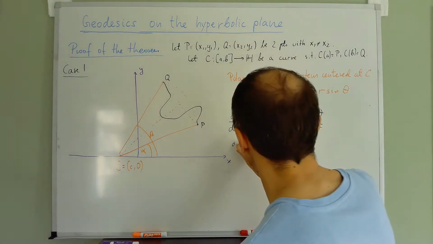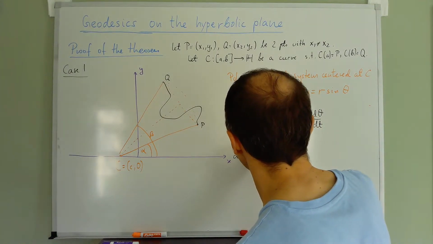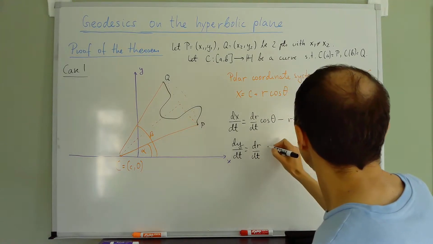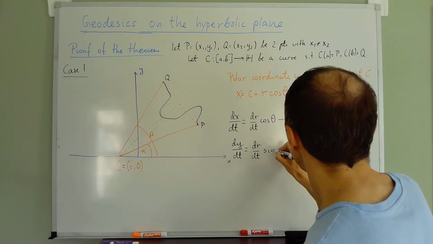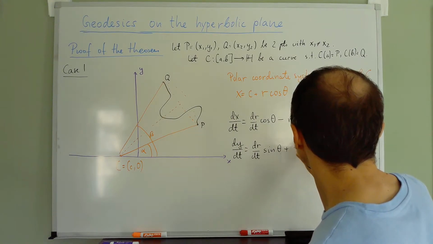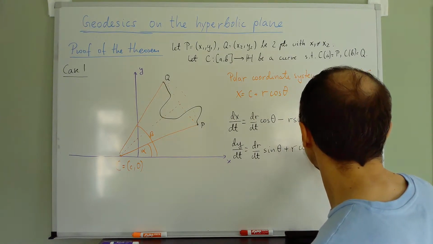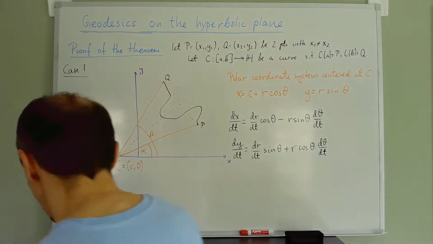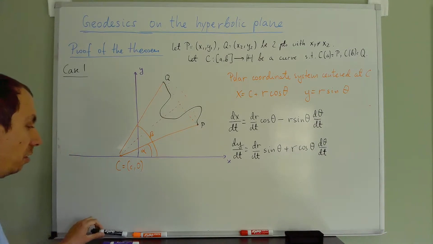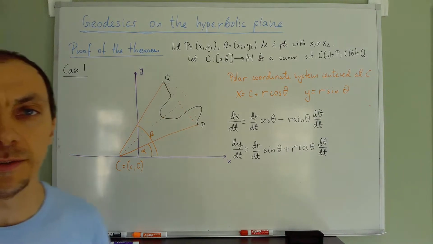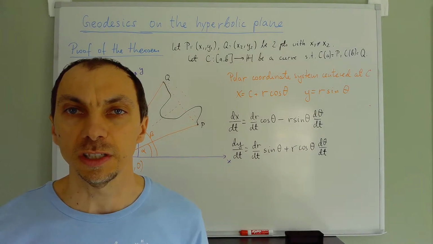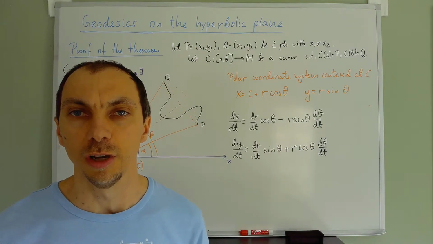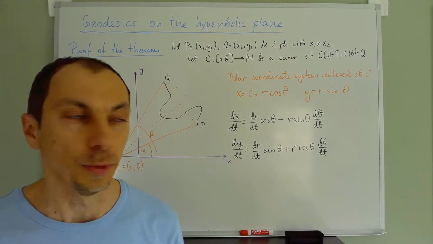Now let's do dy over dt. That's going to be dr over dt sine theta plus r cosine theta d theta over dt. Okay, we've done this similar exercise when we were trying to derive geodesics on the sphere. So this time I will suppress some of the algebraic computations and just explain them in words, and you can do the details in your notebooks.